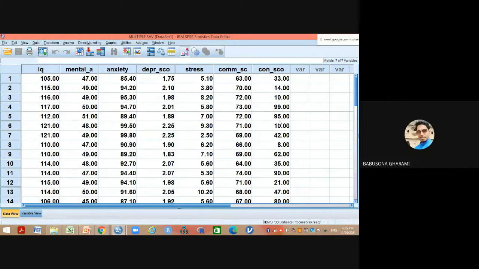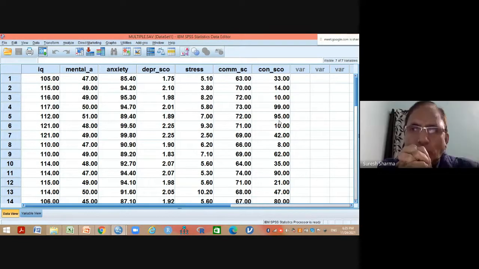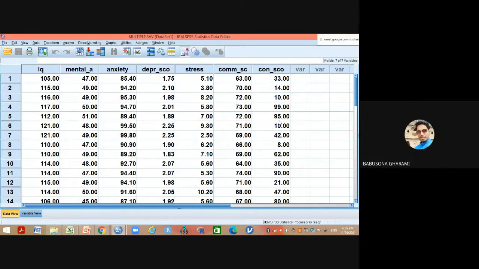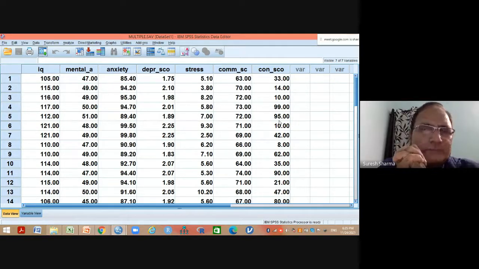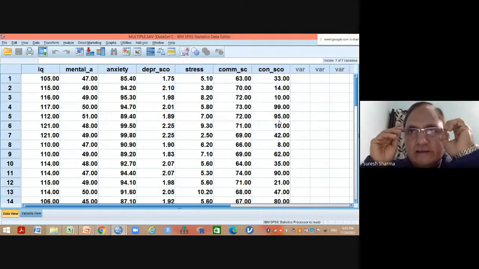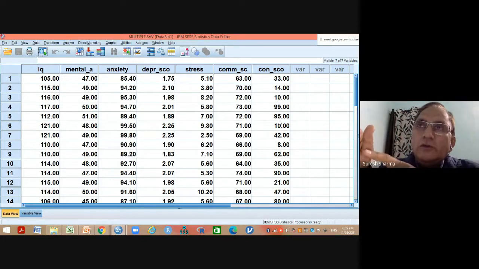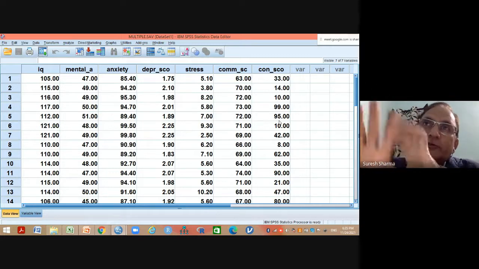Sir, therefore, R square and adjusted R square, reporting which is more important? Both of them have to be reported, R square as well as adjusted R square. I am saying again, both of them are important, because if there is a difference between R square and adjusted R square, your ANOVA table value definitely will come out to be non-significant.